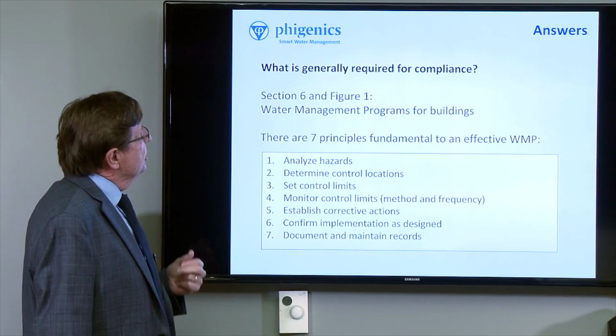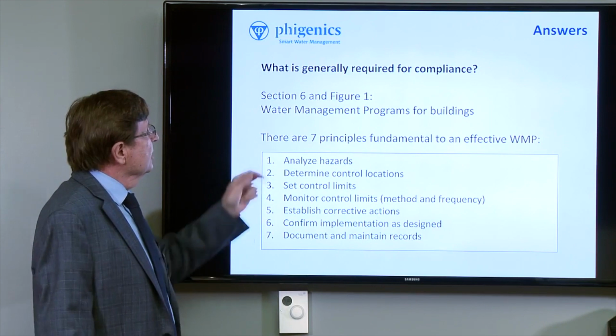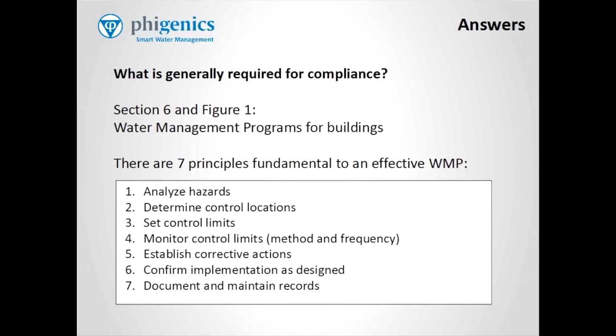So what is generally required for compliance? This is given in Section 6 and Figure 1. Generally speaking, what the standard requires is a water management program for the building. Section 6 and Figure 1 describe the 7 principles fundamental to an effective water management program.